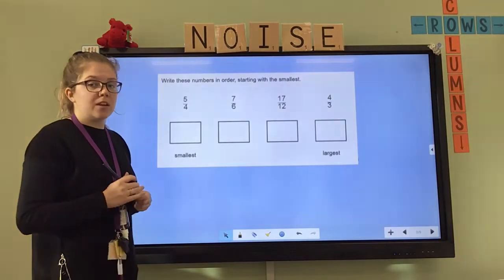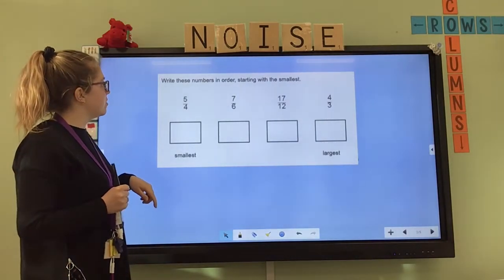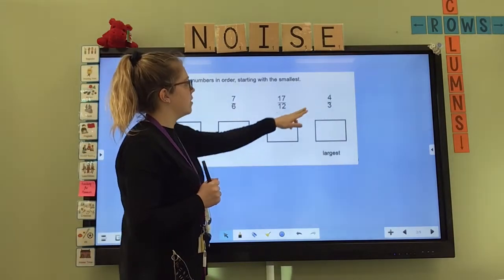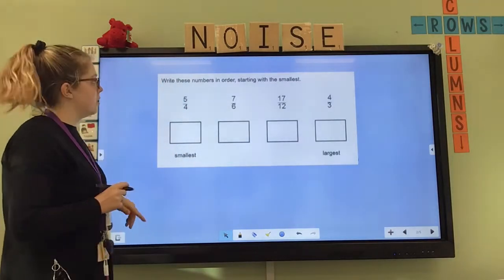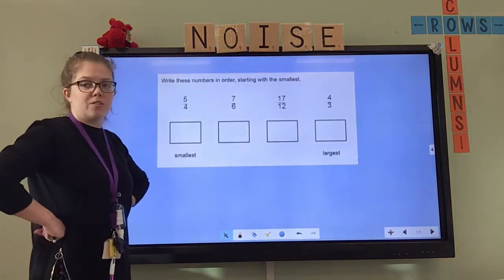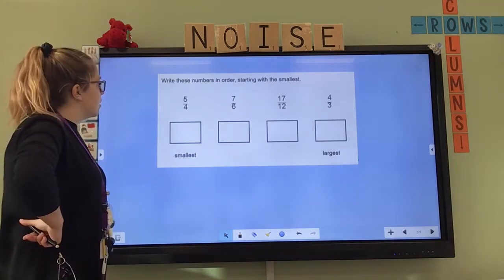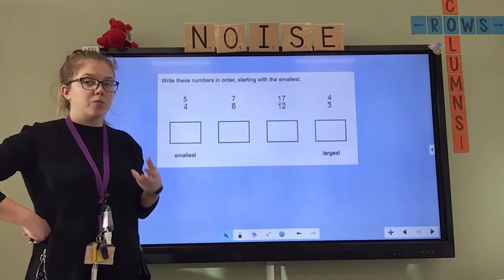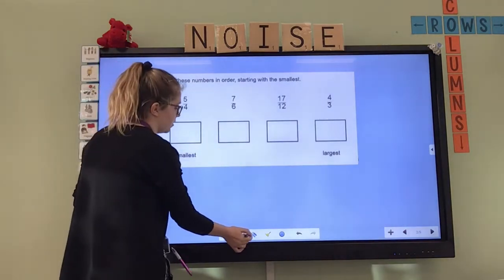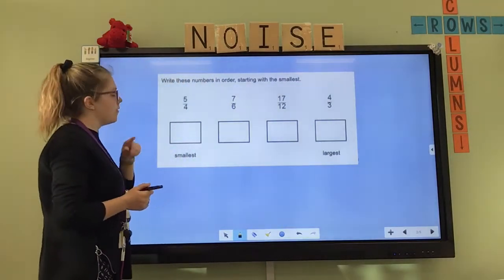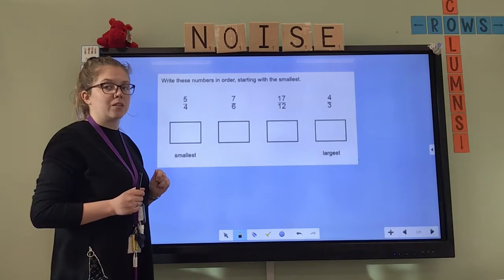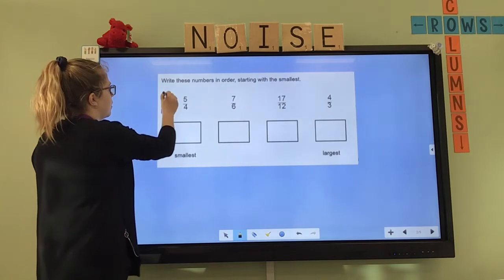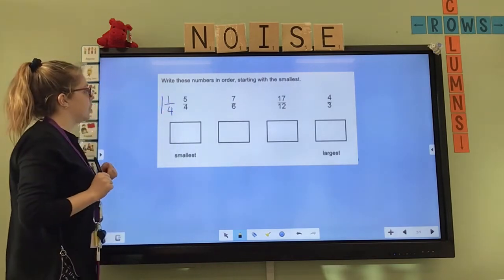And I've got this question that says, write these numbers in order starting with the smallest. 5 quarters, 7 sixths, 17 twelfths, or 4 thirds. So, what do you think we need to do first to answer this question? And I would convert them into mixed numbers to see how many wholes we've got, because that could help us put them into order. So we're going to do some jottings of 5 quarters. What is 5 quarters as a mixed number? You should all be able to tell me. I can get one group of 4, so 1 whole with 1/4 left over like that.